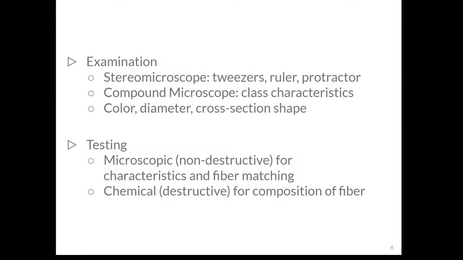We also talked about the examination and testing of fibers. To examine fibers, we usually use a stereo microscope. With the stereo microscope, tweezers, a ruler, and a protractor can help to determine the angles in which the fibers were spun, so as to determine what kind of fiber it is. With a compound microscope, we can determine more class characteristics of the fibers, and that is exactly what we do in lab. We can determine the color, diameter, and cross-section shapes of the fiber, like trilobal, round, flat, and dumbbell.